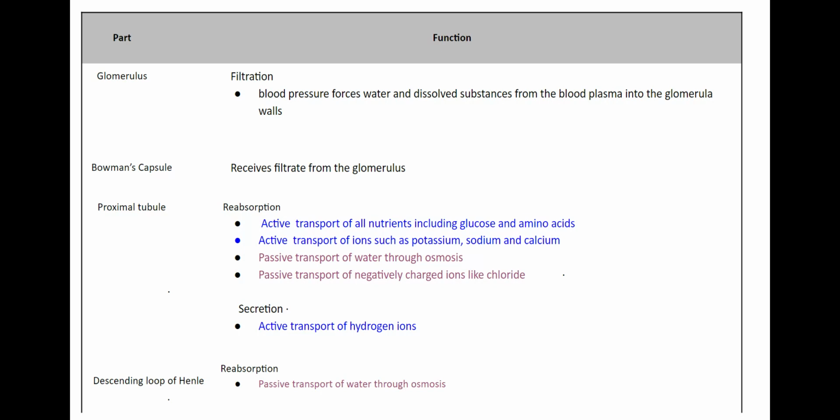We're now going to talk about the loop of Henle. There's both the descending and ascending part of the loop of Henle. When you're going down the loop of Henle, I'm going to take stuff out of the loop of Henle and put it into my blood. And what is that? It's just passive transport of water. So water is slowly moving through osmosis back to the blood. Pause here, make sure these are in your notes, and then we're going to move on to the next little bit.